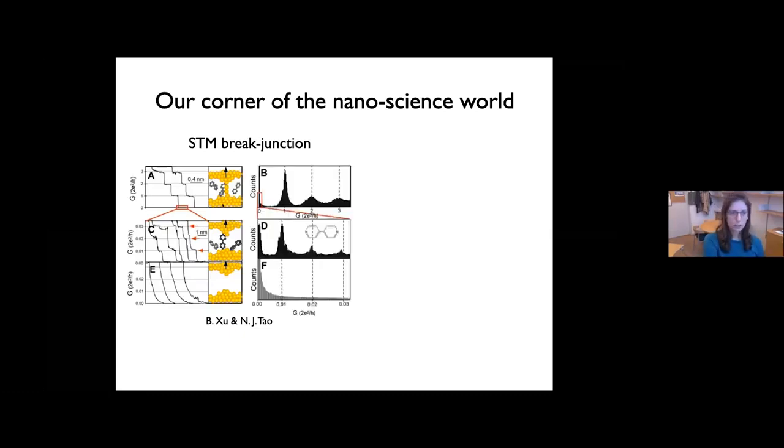But of course, while the steps here were nice and regular, the steps here were not so regular. So you have the question of how you actually quantify the conductance of a molecule. And we do that by making histograms. All of this data is summed together. We flip the axis around. So now we have conductance on the x-axis, counts on the y.